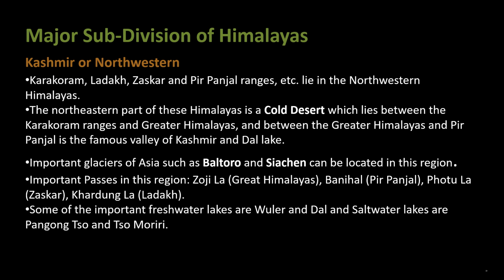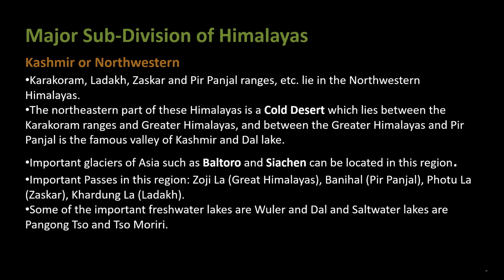Major subdivisions of the Himalayas. Kashmir or Northwestern Himalayas. Karakoram, Ladakh, Zanskar and Pir Panjal ranges, etc. lie in the northwestern Himalayas. The northeastern part of these Himalayas is a cold desert which lies between the Karakoram ranges and Greater Himalayas, and between the Greater Himalayas and Pir Panjal is the famous Valley of Kashmir and Dal Lake. Important glaciers of Asia such as Baltoro and Siachen can be located in this region.